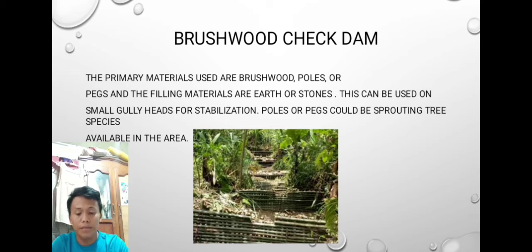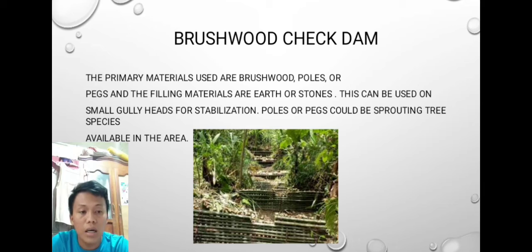So, next is brushwood check dam. The primary materials used are brushwood, poles or pegs, and the filling materials are earth or stones that can be used on the small gully heads for stabilization. Poles or pegs could be the supporting tree species available in the area. So, its purpose is to hold fine materials carried by flowing water in the gully.